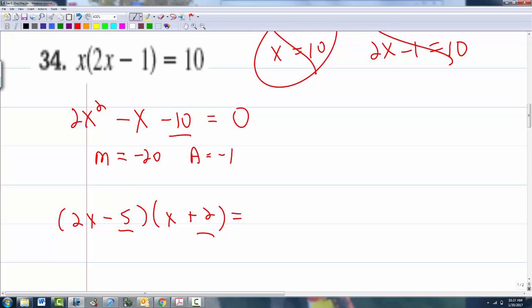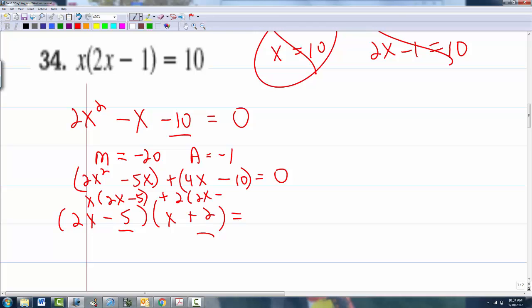Sometimes I still do this method because it's too hard to guess and check. There's too many possibilities. Then I fall back to this. So we'll continue with that. 2x squared, we said negative 5 and positive 4. That would be the smartest thing to do, write it that way. And then you group and factor out a GCF. When you pull out an x on this one, you're left with 2x minus 5. When you pull out a 2 out of this one, you're left with that 2x minus 5.